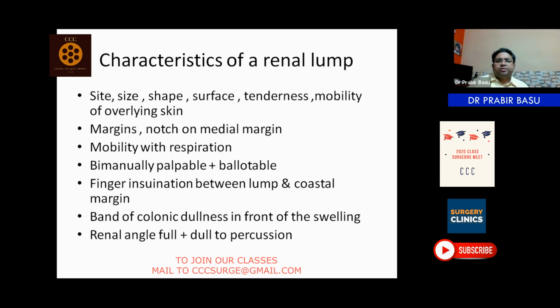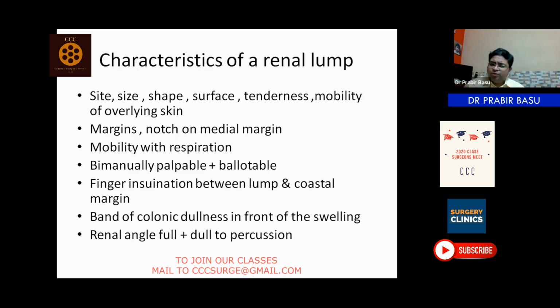Now, what are the characteristics of a renal lump? Now, this is again a clinical question. This, you have to take a picture of this slide, make your own points in bullet form, and just memorize it in your brain. Whenever you have a case where you find that there is a lump in the loin or in the upper abdomen, and you feel it can be due to whatever, benign cause maybe. The most common cause is a hydronephrosis.